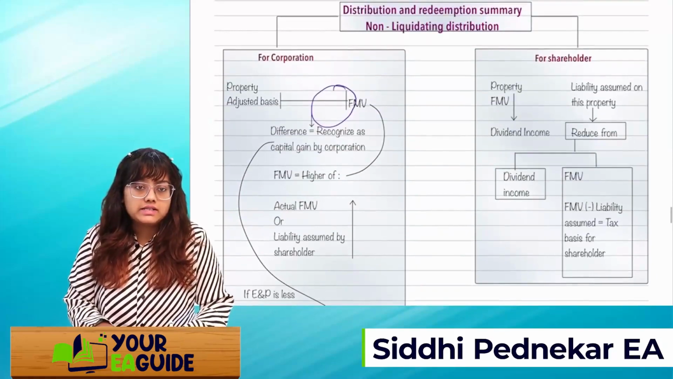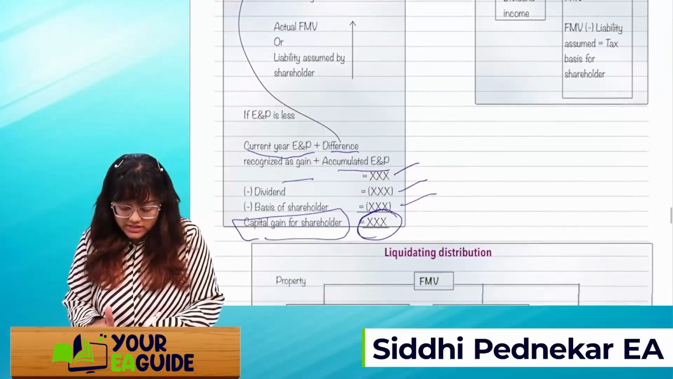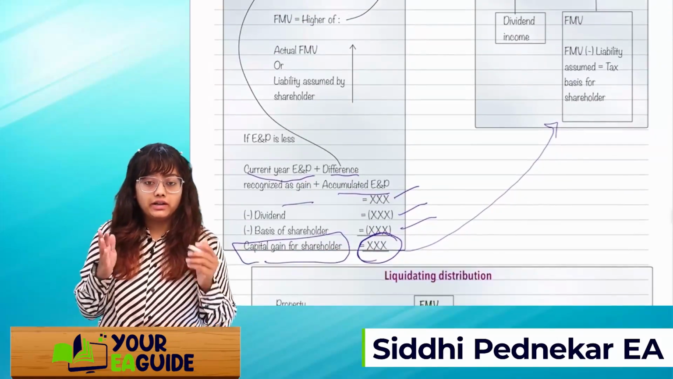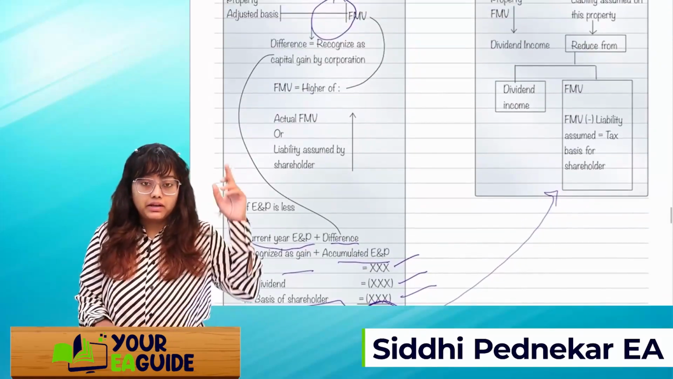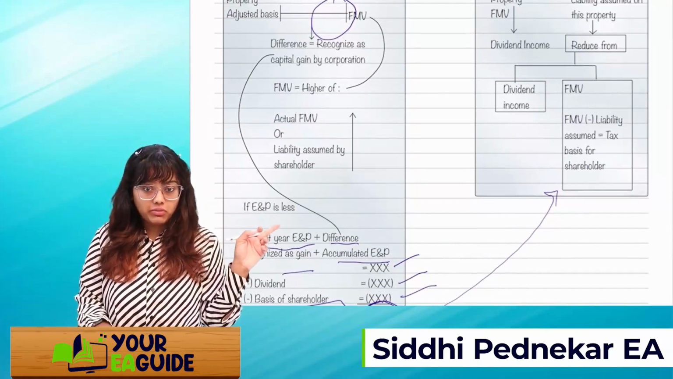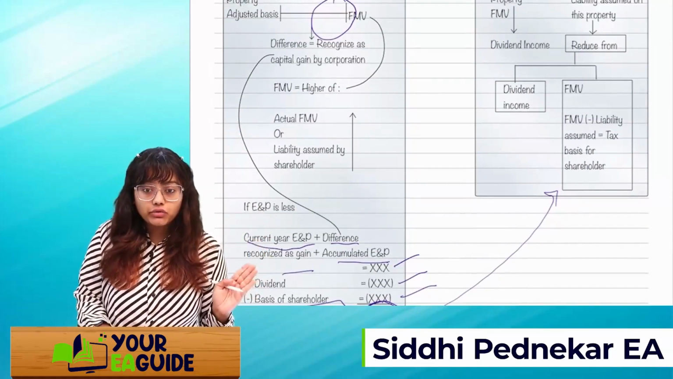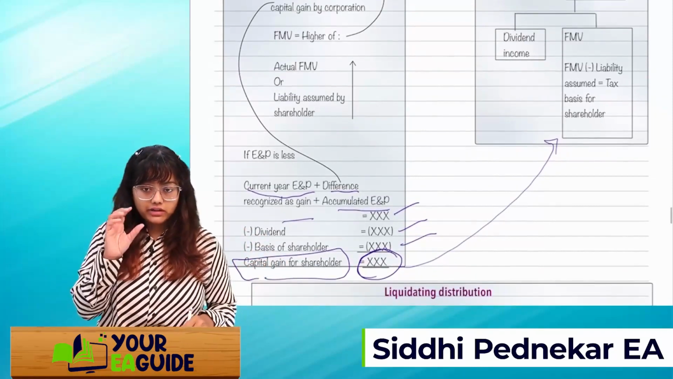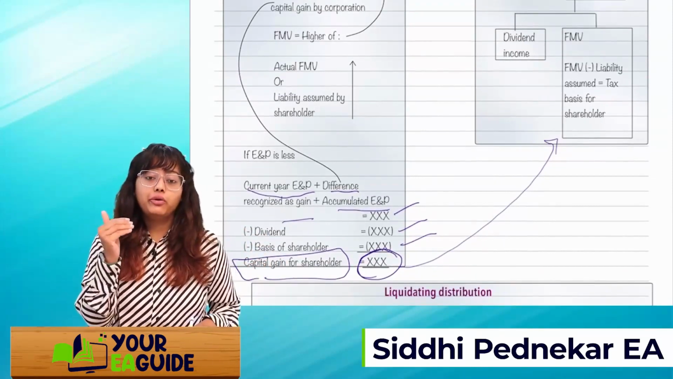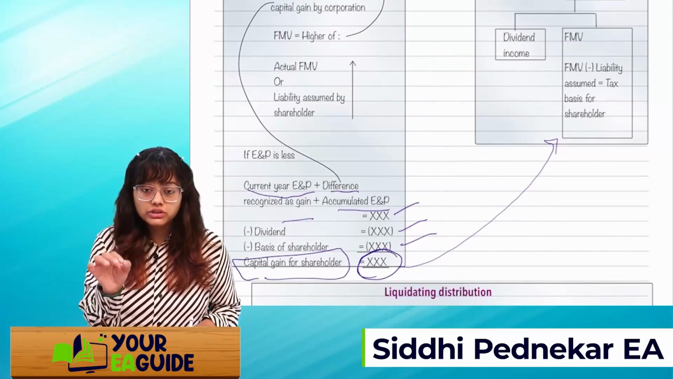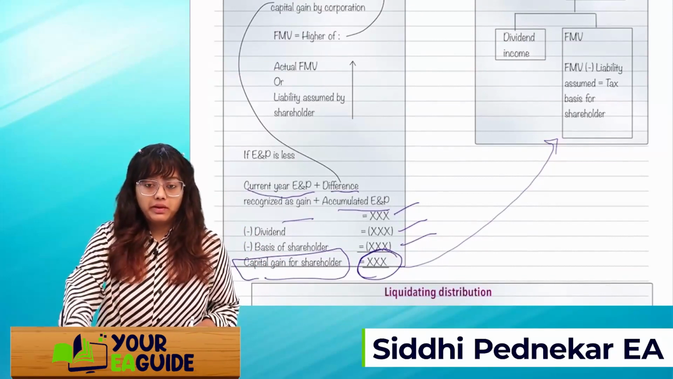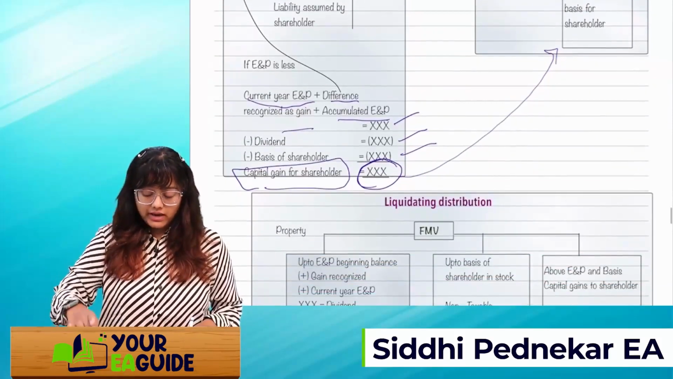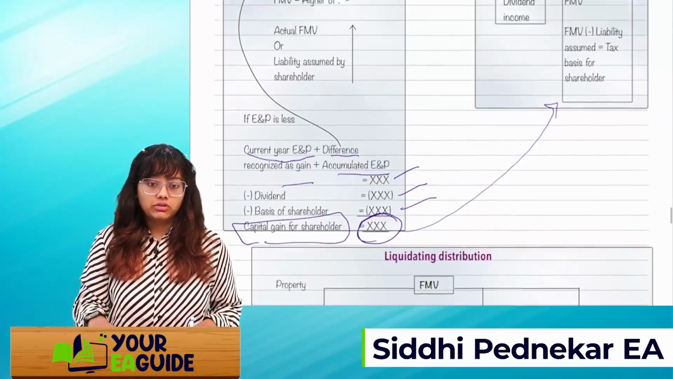Got it, guys? So actually this is the same which has been shown over here. You will take the current year ENP, whatever the capital gain that the corporation is recognizing, you will take over here. And then you will add the accumulated ENP. You'll get a total amount. Now, out of that total amount, you will reduce whatever dividend you are going to pay, and reduce the basis of the shareholder. That amount will be your capital gain for the shareholder.